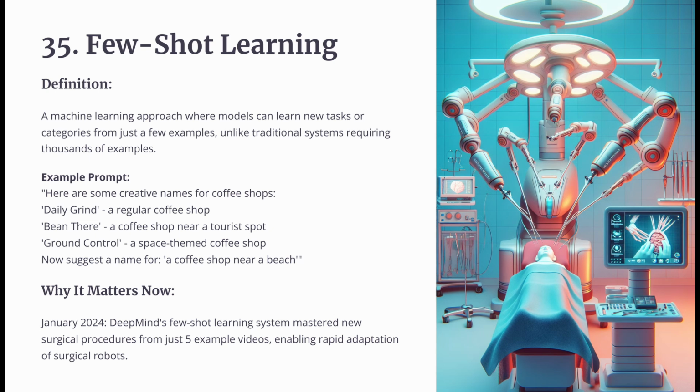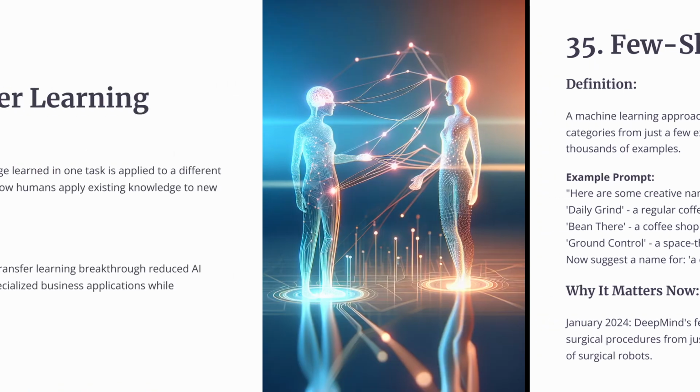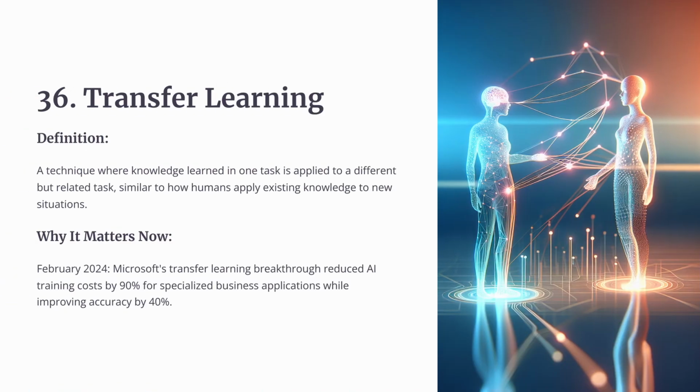Let me show you what few-shot learning looks like in practice with a prompt. Imagine teaching AI to create themed business names. We might say, here are some coffee shop names: Daily Grind, a regular coffee shop; Been There, a coffee shop near tourist spots; Ground Control, a space-themed coffee shop. Now name a coffee shop near a beach. By showing these 3 examples, the AI learns the pattern of creating clever, themed names and can apply it to new situations.